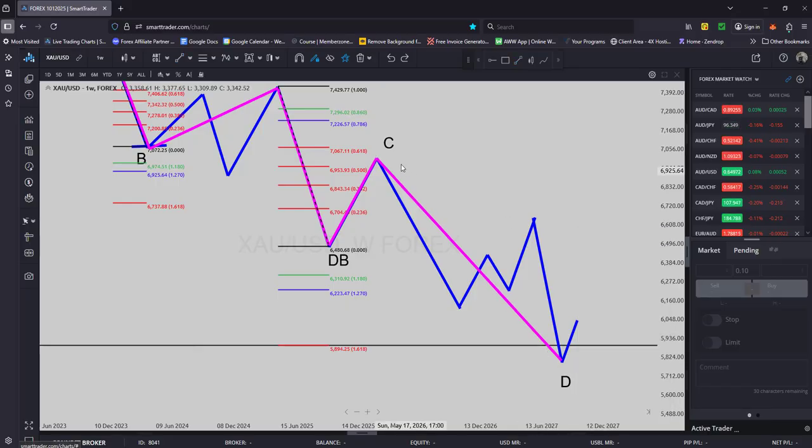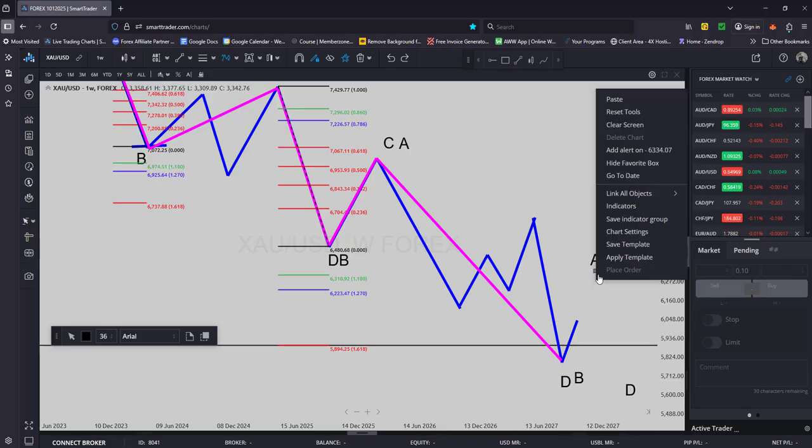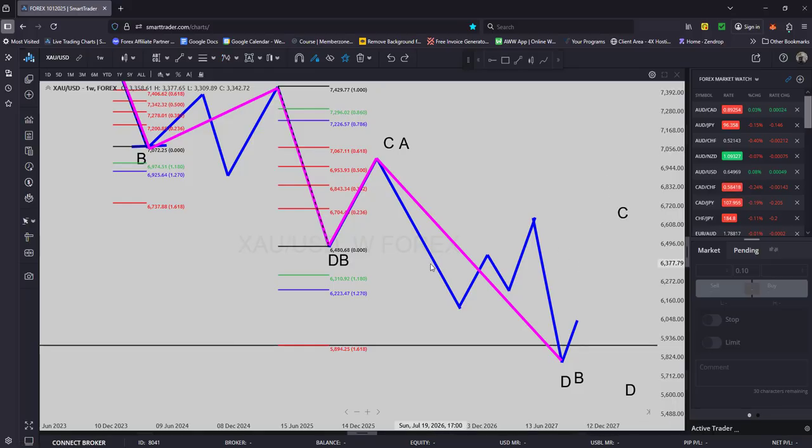And now, same thing, you just keep repeating it. C becomes A, D becomes B. You'd be looking for a new C within the boundary, and then based on that, you'd be looking for a new D. Alright, so I hope that makes sense now.